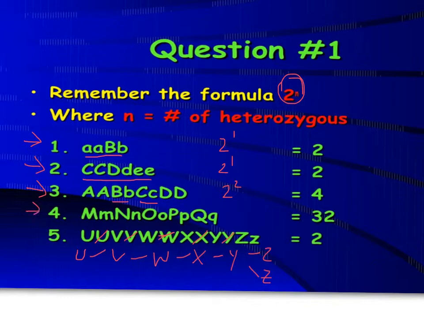On number 4, we have the M's, the N's, the O's, the P's, and the Q's. So 2 raised to the 5th power, we would have 32 possible different gametes. On 5, when we look at this, we only have the Z's as our heterozygous, so again 2 raised to the 1st, and we would have 2 possible gametes that we had listed below. So use the 2 to the nth power to determine your gametes and to ensure that you've written out all the gametes before you continue your problems.